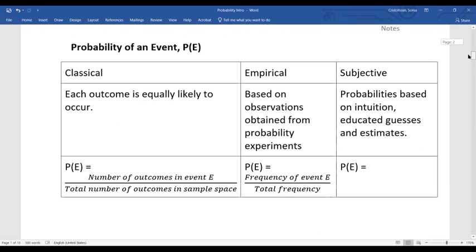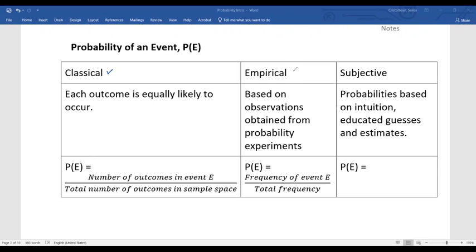There are 3 types of probabilities. Probability of an event E, which is denoted P of E, can be classical, empirical, and subjective. The classical probability is based on the idea of equally likely outcomes. So for a classical probability, each outcome is equally likely to occur. In order to find such a probability, you will simply divide the number of outcomes in event E by the total number of outcomes in the sample space S. And this is the classical or theoretical probability formula.